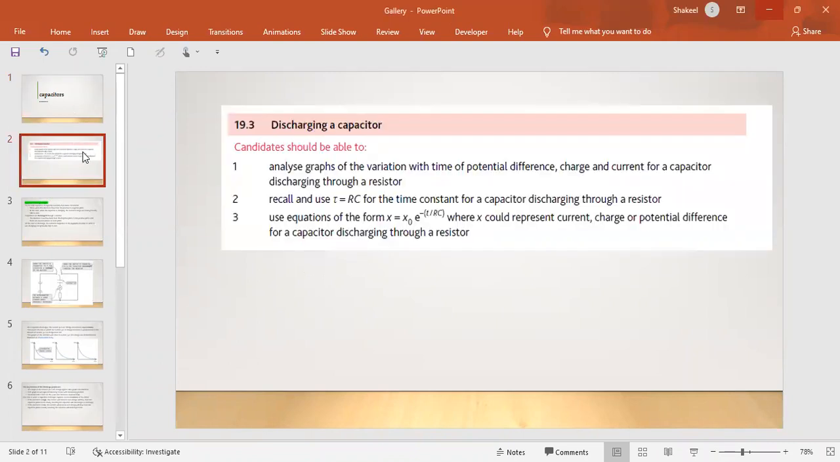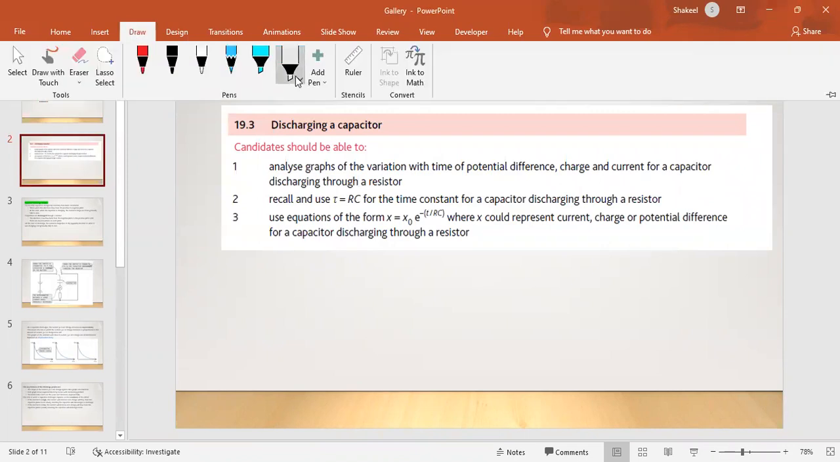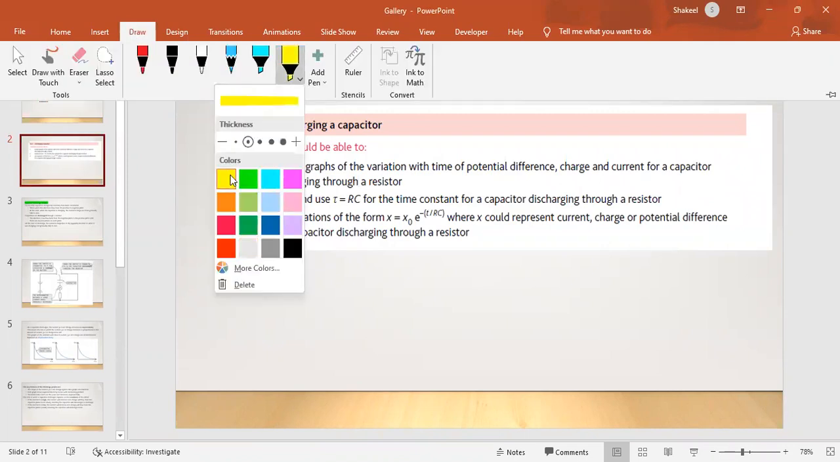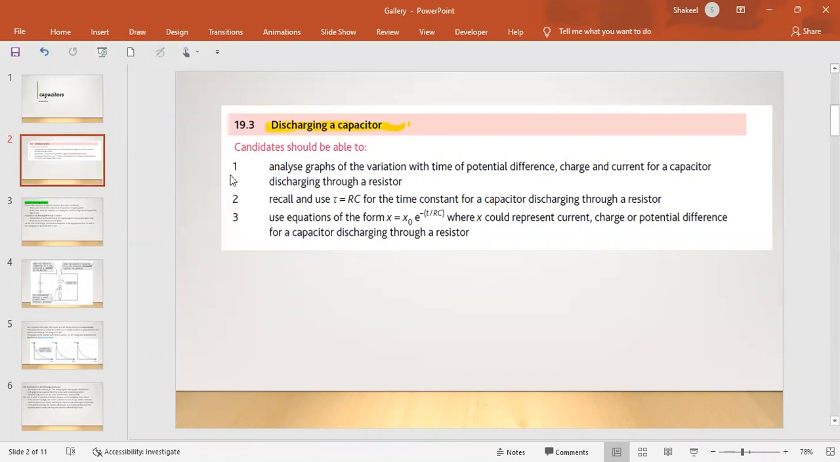Okay, beta. So this is the new topic that is added in the syllabus this year. So it's about charging and discharging a capacitor. What we'll be looking at is a quantitative analysis of charging a capacitor.